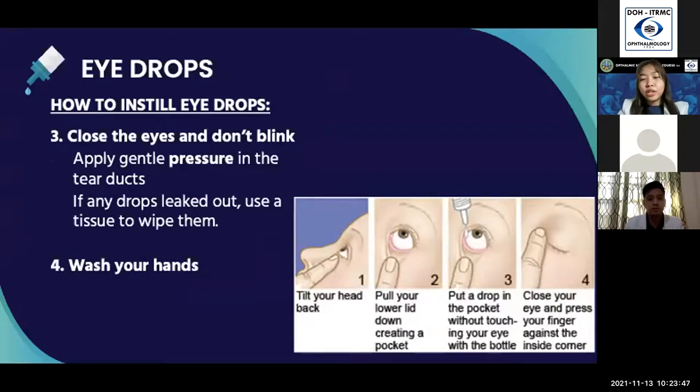Lastly, close your eyes and don't blink. Apply gentle pressure to your tear ducts, where the eyelid meets the nose. Hold the tear ducts closed for a minute or two before opening your eyes. This will give the drop time to be absorbed by the eye instead of draining into your nose. If any drops leak out, use a tissue to wipe them from your closed eyelids. Then repeat steps 3 and 4 with the other eye if necessary.